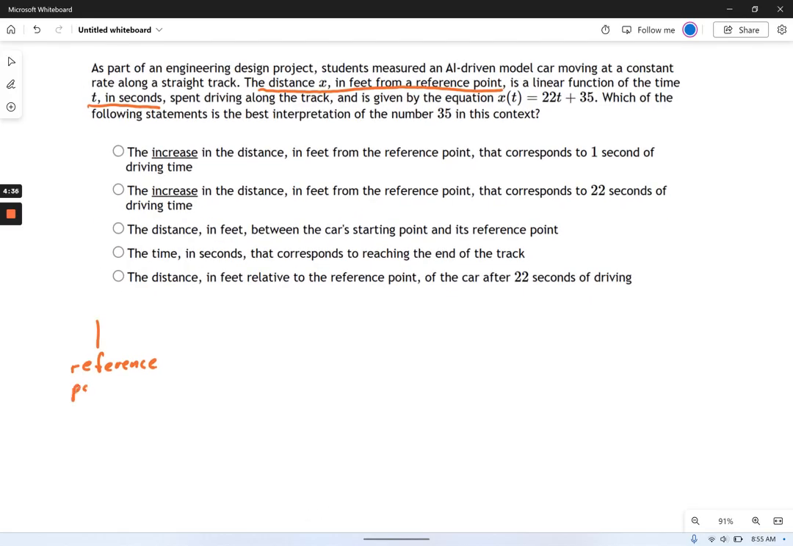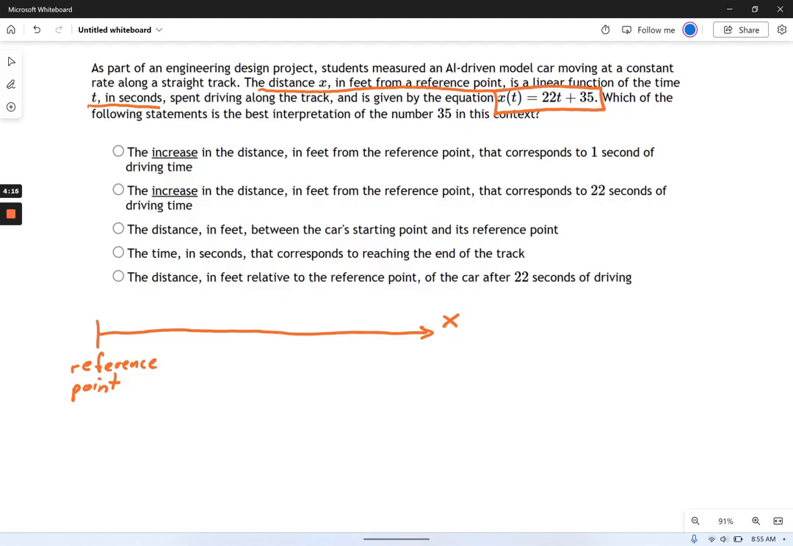So this is our reference point over here. And the car is going to go a certain distance past that reference point. And the distance past the reference point is simply x. The time that the car spends driving is t. And if we look at this equation right here, this is very important. This is the equation relating x and t to each other.